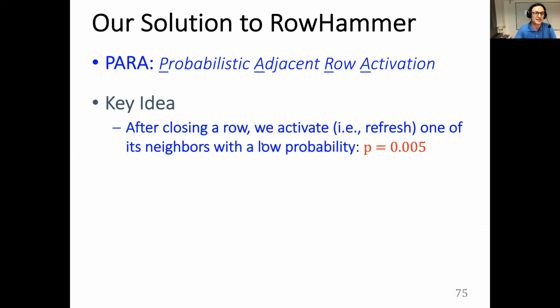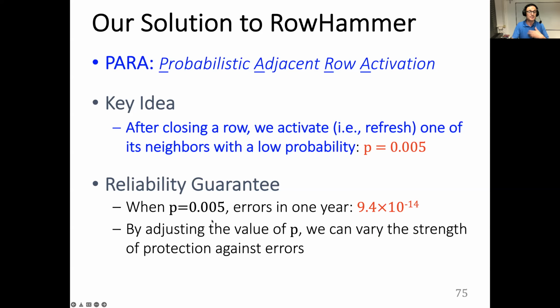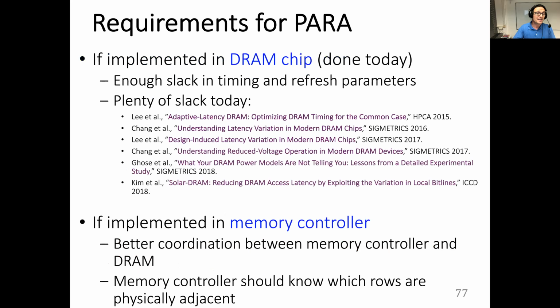So our solution was more probabilistic. It was actually very low cost. The idea is to implement this in the memory controller, but it could be implemented in the DRAM chip as well. After closing a row, the memory controller activates one or both of the neighbors of the row with very low probability. And you can adjust the probability depending on your, let's say, paranoia. If you have a probability of 5 out of 1,000, you get a very good reliability guarantee. That's better than hard disks. And this is low power, with low performance overhead, as we show in the paper. It's stateless, low cost, and low complexity. And we said that this is an effective solution, especially at the RowHammer counts, the activation counts that you need to induce RowHammer flips at the time. So you can implement this in the DRAM chip.